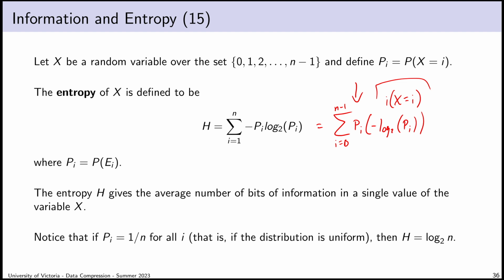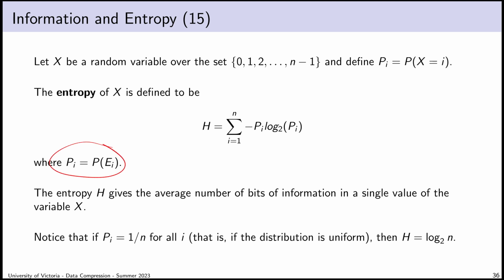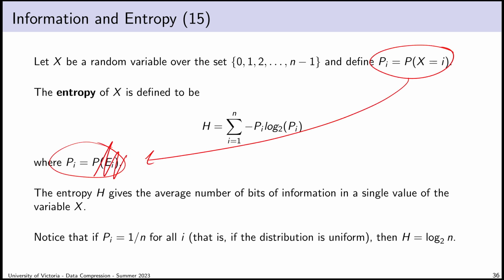So entropy in this context is the weighted average of the information content of each outcome, weighted by the probability of that outcome. I also think that this is sort of a typo. Maybe that's obvious because I've actually already defined p_i up there. Sorry about that. I'll fix that in the posted version. So the entropy value H gives us the average number of bits of information, weighted by the probability of each symbol, in a single value of the variable X.